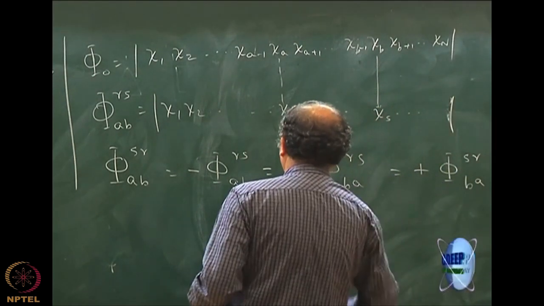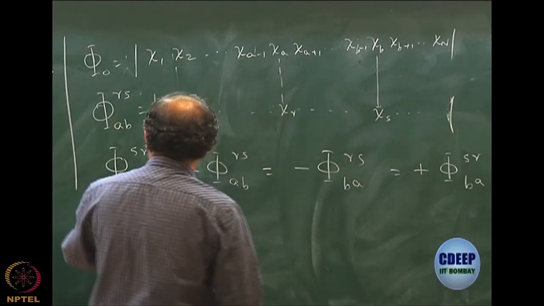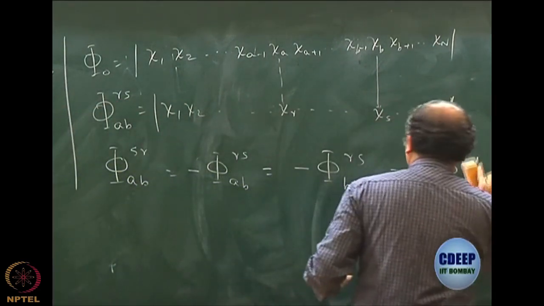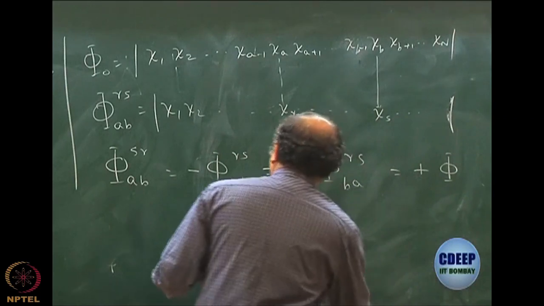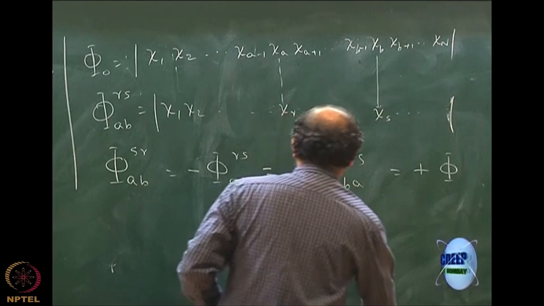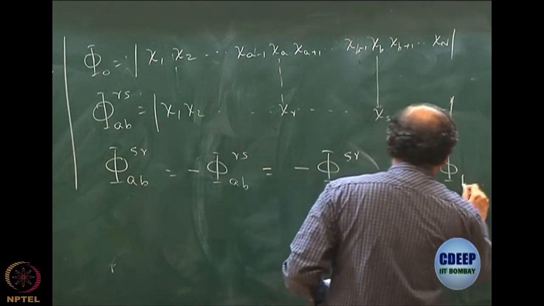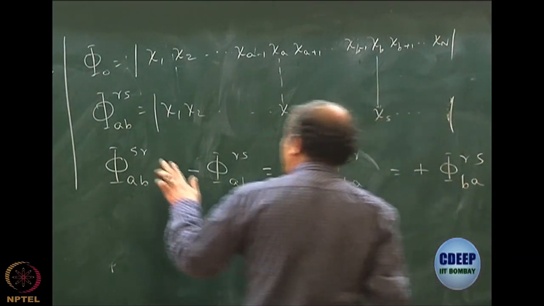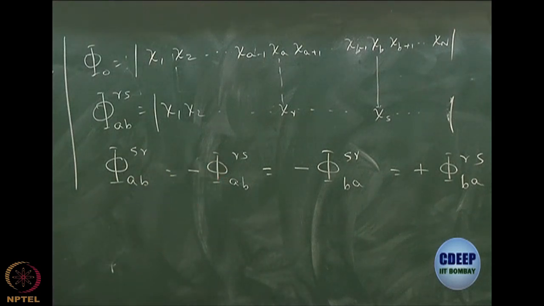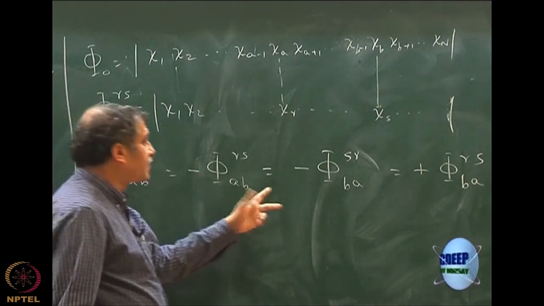I had written ABSR, I think. What I wanted to write is, for ABSR versus ABRS, BA should be SR here. Yes, BASR and BARS, because I started with ABSR, I didn't start with ABRS. It doesn't matter, you understand what it means. So if I interchange both pairs here, it becomes plus.